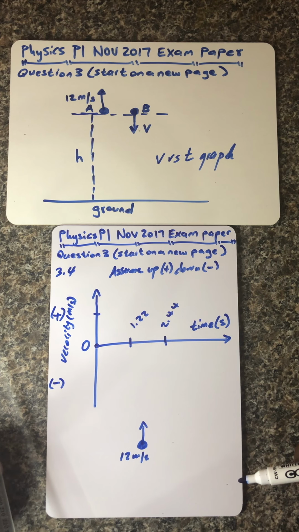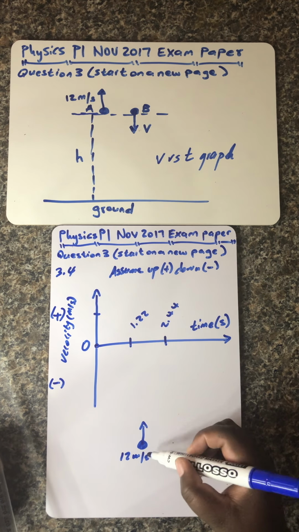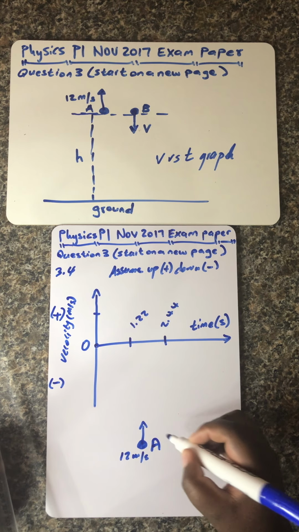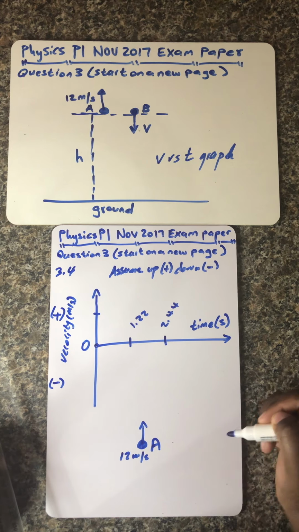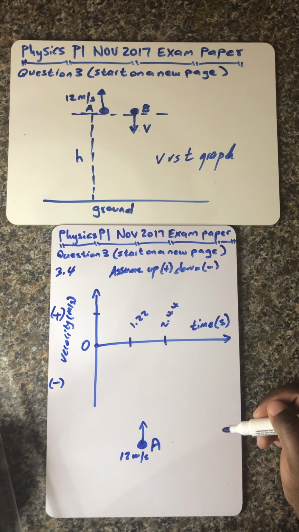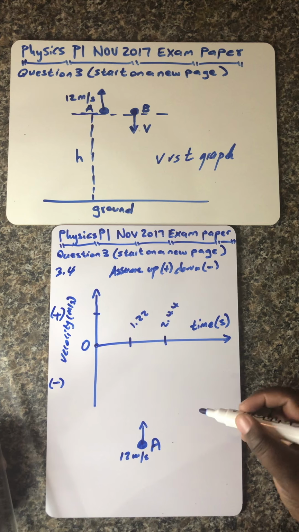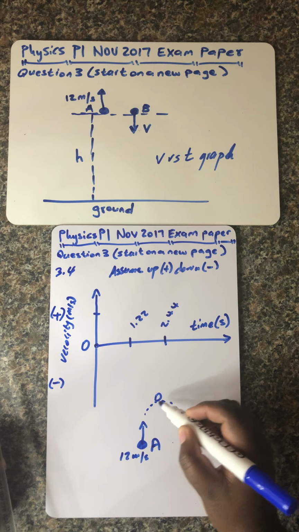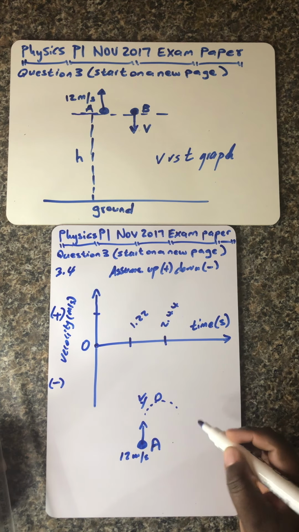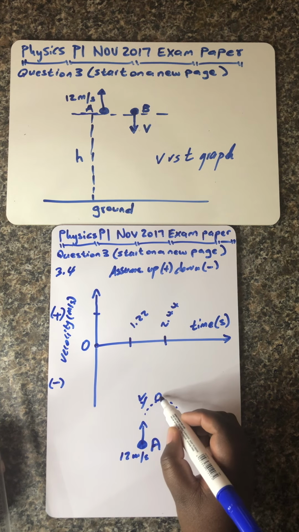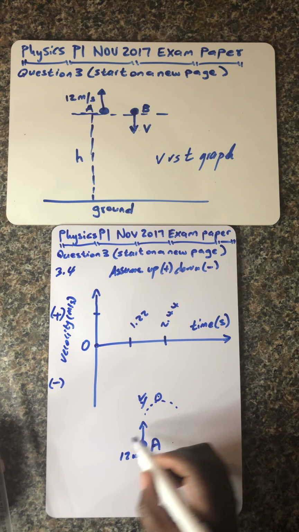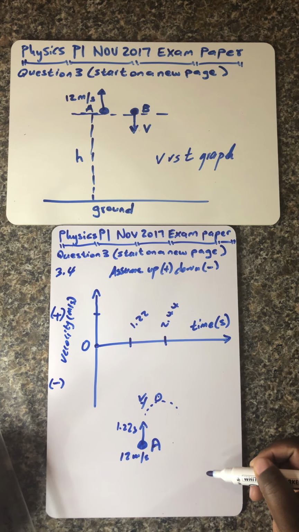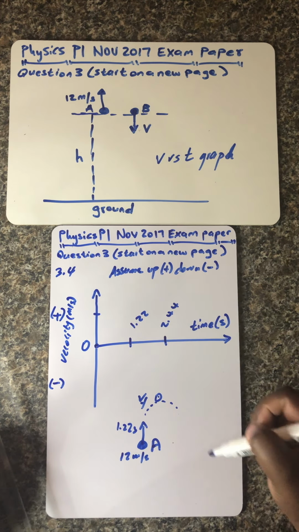So the question now is, what happens as this object A goes up? Does its velocity increase or decrease? The answer is it decreases up until it gets to where its velocity is 0, which is its V final. And how long does it take to reach that point? It takes 1.22 seconds. We've already calculated that. So now we just represent it on the graph.